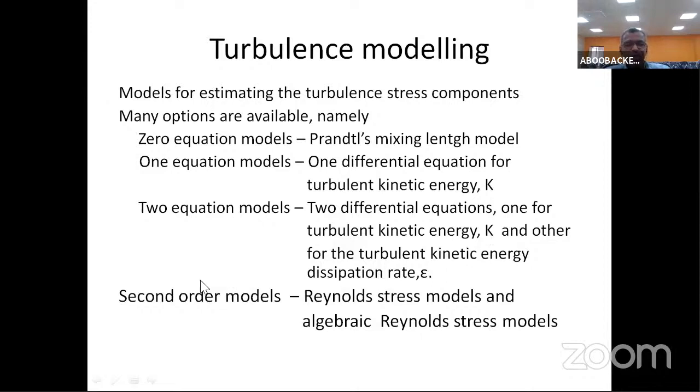Another type is second order models. Here, not first order, second order means a tensor, a matrix form, where nine components will be there. So Reynolds stress models and algebraic Reynolds stress models are also there for modeling this turbulence. Where there are more equations, the nine components of stresses are modeled separately. In the algebraic stress model, we will be using algebraic equations for these stress models.